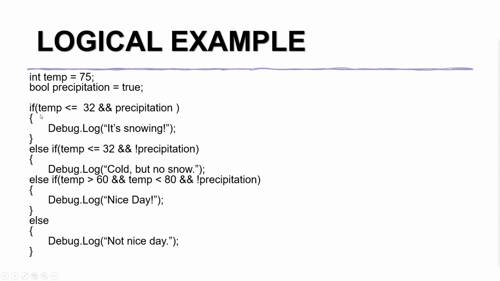So if the temperature is less than or equal to 32, so that means it's below the freezing point, and it is precipitating outside. So what happens when we have a low temp like that and there's precipitation? That means it is snowing. Else if that temp is less than 32, so it's pretty cold, and not precipitation. So we are not having anything falling from the sky. That means it's cold, but there's no snow.